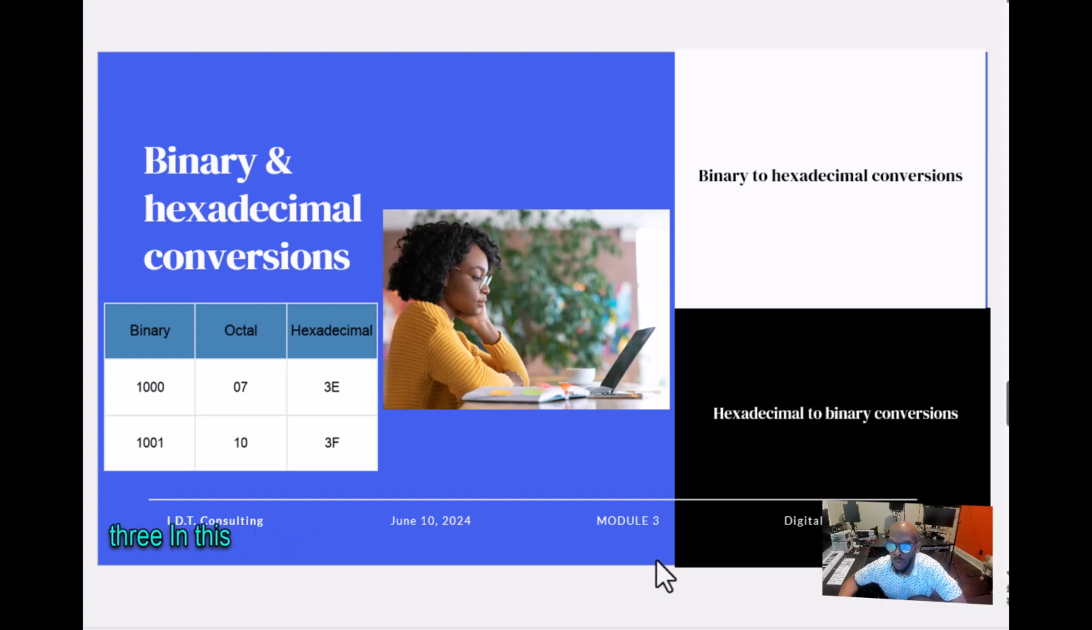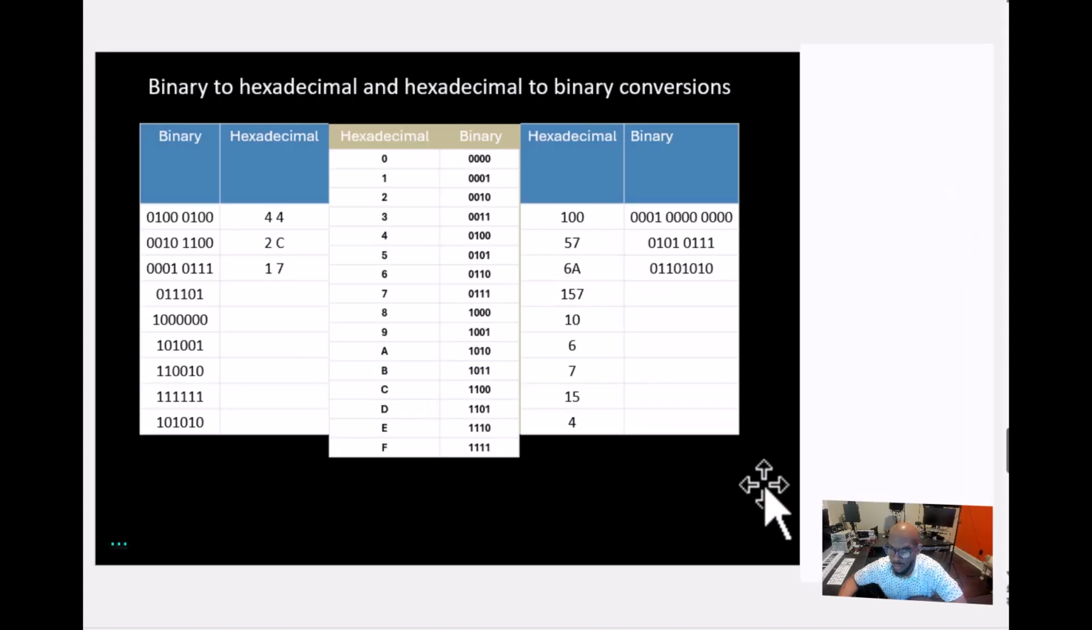Welcome to Module 3. In this module, you're going to learn about binary to hexadecimal conversions and hexadecimal to binary conversions. With the hexadecimal and binary system, you want to break these bits up into 4s, since the hexadecimal system is 4 binary bits for each one of the numbers in hexadecimal.